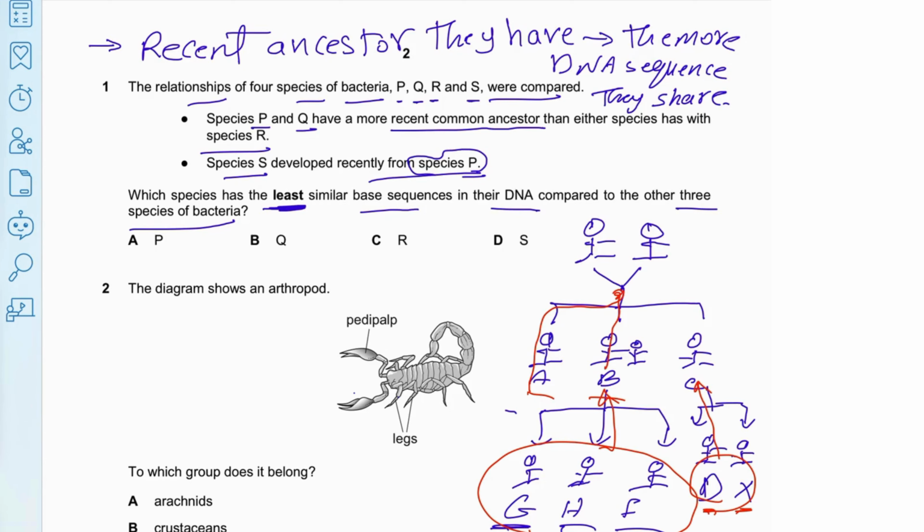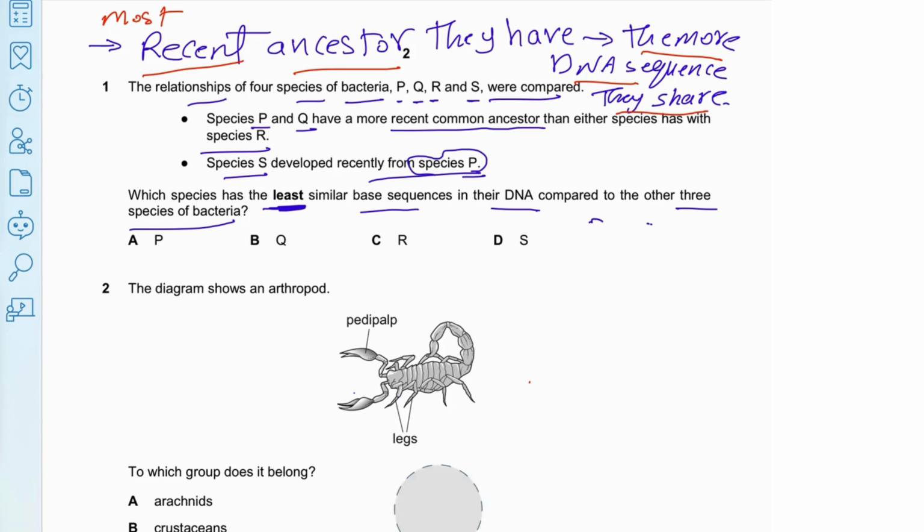If I'm telling you G and X, are they sharing a common ancestor? You'll tell me yes. Which one is it? This one, the first one in the beginning. You get the idea? That's it. So the more recent the common ancestor they have, the more DNA sequence they must share. So let's get back to our question.